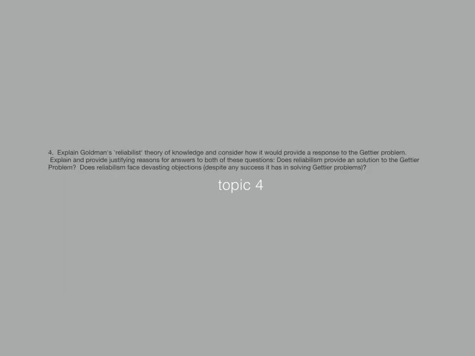Okay, so now we're on to Goldman's reliabilist theory of knowledge. Consider how it would provide a response to the Gettier problem. That's quite a bit to do already right there. We have to explain Goldman's reliabilist theory of knowledge. To do that, you want to say a little bit about what a theory of knowledge is, period. What does it mean to propose a theory of knowledge? And what is it to propose a reliabilist theory of knowledge? Goldman's theory is actually admirably simple and concisely stated, but you want to make sure you get it just right.